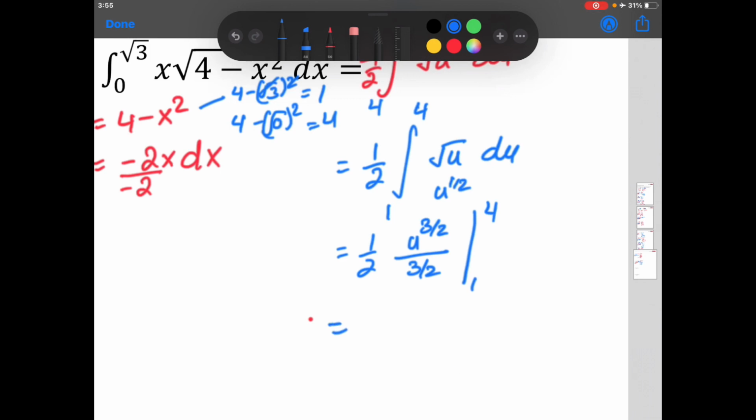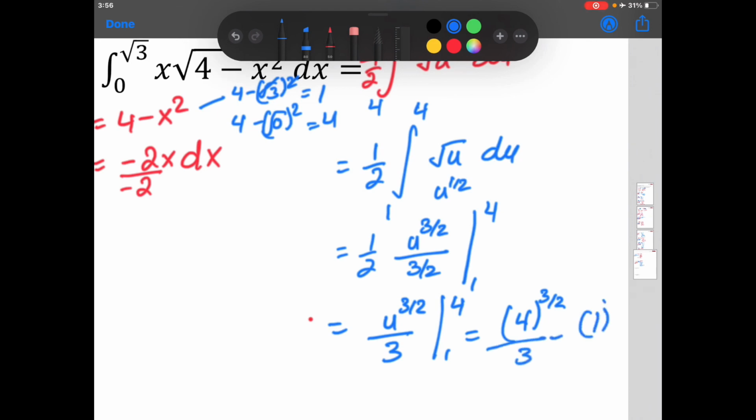So here again, this would just be 1/3 because dividing by 3/2 is the same thing as multiplying by 2/3. The 2's cancel out, so you're left with u to the 3/2 over 3. So I am going to substitute in 4 to the 3/2 over 3 minus 1 to the 3/2 over 3. So you do the square root. Square root of 4 is 2. 2 cubed is 8. So you get 8 over 3 minus 1 to any power is just 1. 8 minus 1 is 7 over 3.